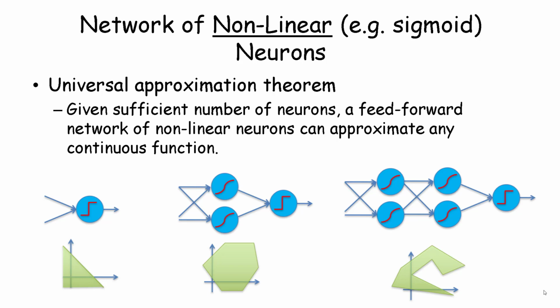In fact, a feed-forward network of nonlinear neurons is so powerful, the universal approximation theorem states that it is capable of approximating any continuous function. You of course need to have a sufficient number of neurons in each layer of the network. The universal approximation theorem doesn't really say how we can actually train the network and set the weights. It just says that if we can set the correct weights, the network is capable of approximating any function.